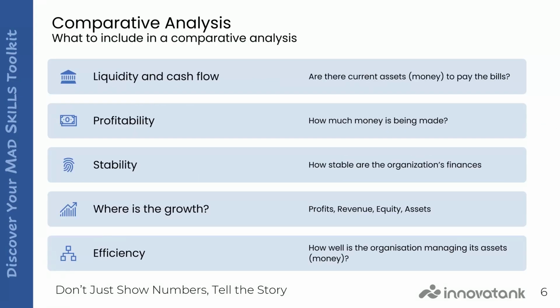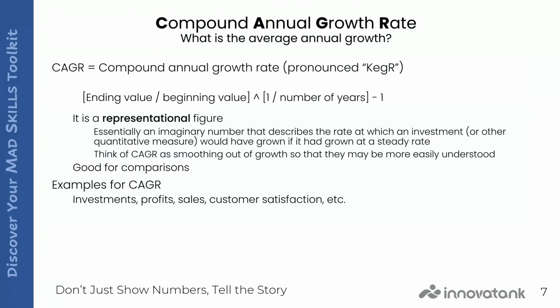Use comparative depth: liquidity and cash flow. Can they pay the bills? Profitability. How much money are they making? Stability and growth. Where's the growth happening? Revenue, profit, assets, equity, efficiency. How well are they using their assets and money? Use compound annual growth rate to smooth the growth or decline over time. It's great for comparisons and works on sales, profit, investment, and even customer metrics.